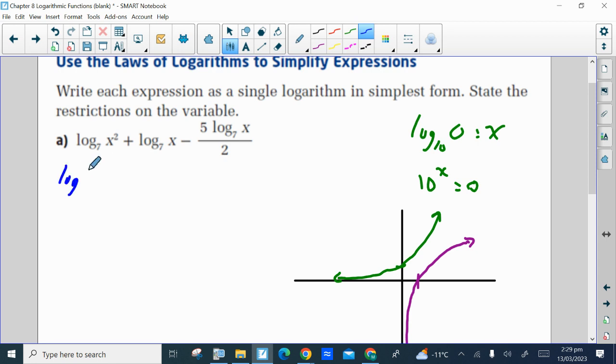But first, we're going to use laws of logs to simplify these. So in the case of these first two terms, it's the log base 7 of x squared times x, or log base 7 of x cubed, minus, so this 5 log base 7 of x over 2, I would write as 5 halves log base 7 of x. And then you can use the power law to bring the 5 halves up as an exponent.